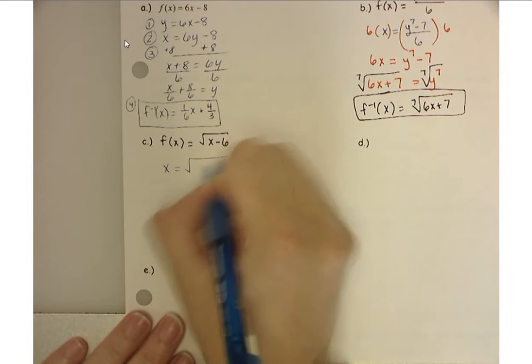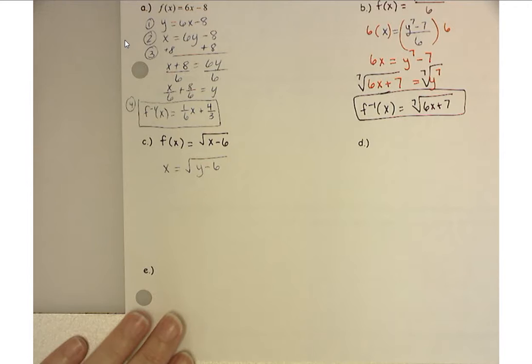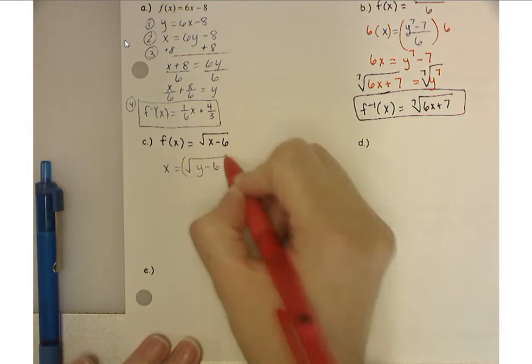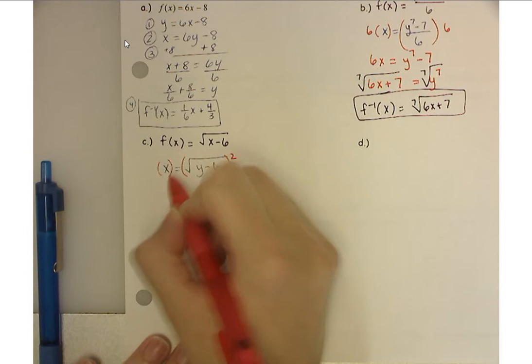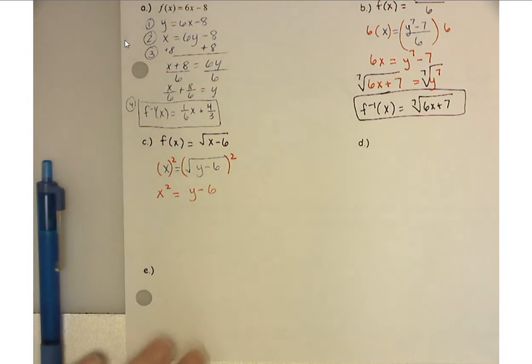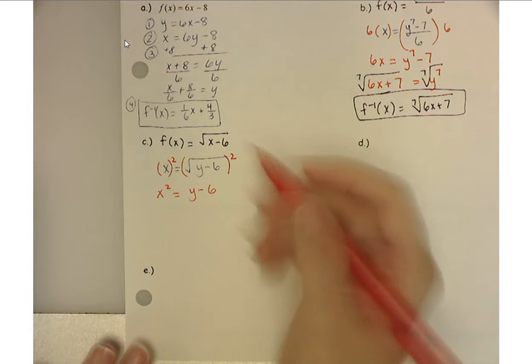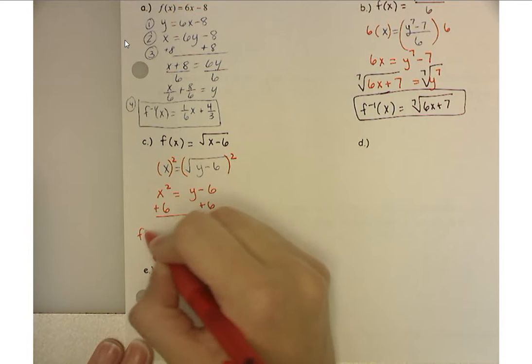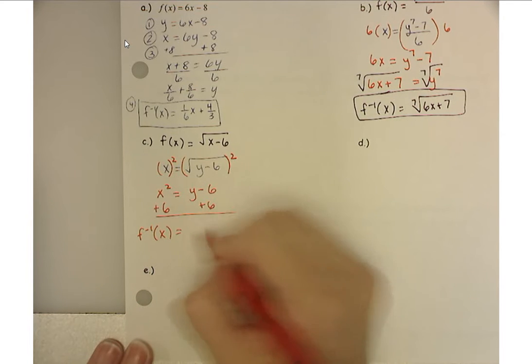And then, Emma, what did you do first for this one? I squared both sides. Good. So when you square both sides, that undoes what? The square root. Okay, so then I'll have y minus 6 equals x squared. To get y by itself, I'm just going to add 6 to both sides. So then my inverse is going to be x squared plus 6.